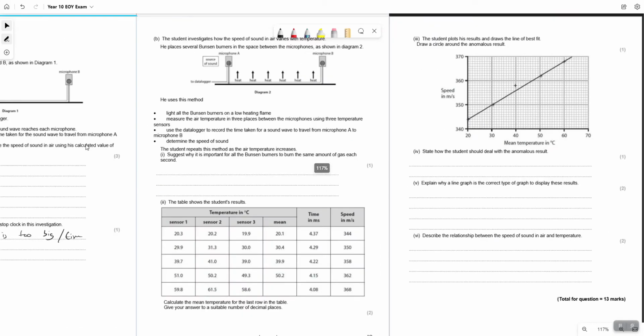Okay, now the investigation's changed somewhat. We've got some Bunsen burners that are burning gas. On a low flame, measure the air temperature in three places. Use the data logger to record time. The student repeats this method as the air temperature increases. Suggest why it is important for all the Bunsen burners to burn the same amount of gas each time. So what you need is the same temperature.